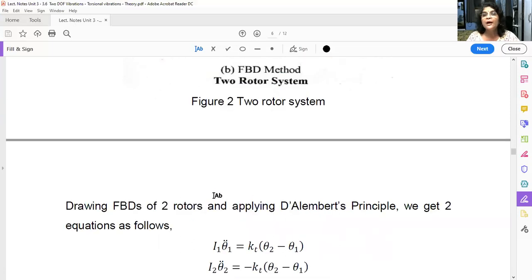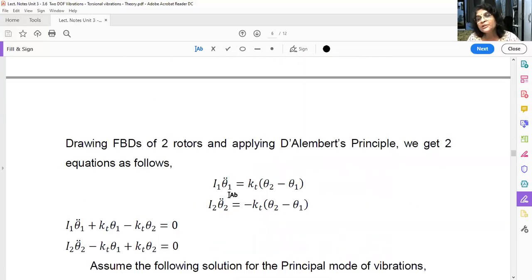So for the first rotor, what is the equation of motion? I1 theta 1 double dot is equal to kt into (theta 2 minus theta 1). And for the second rotor, I2 theta 2 double dot is equal to minus kt (theta 2 minus theta 1). So for one shaft it is plus, for the other it is minus. That is the only difference, whether you apply D'Alembert's principle or Newton's second law.